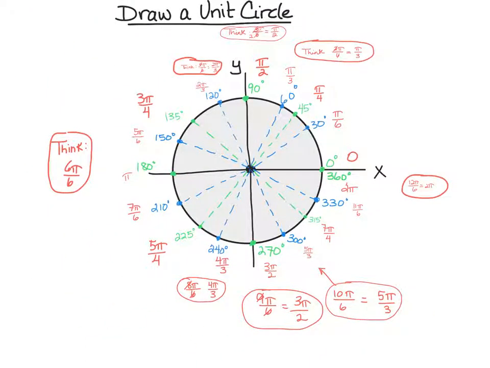So 1 pi over 6, 2 pi over 6, 3 pi over 6 is 90, 4 pi over 6 reduces to 2 pi over 3, 5 pi over 6 can't be simplified, 6 pi over 6 is 180 or just pi, 7 pi over 6, 8 pi over 6 becomes 4 pi over 3, and that's 240. 3 pi over 2 is the same as 9 pi over 6. 10 pi over 6 becomes 5 pi over 3. 11 pi over 6 cannot be simplified, and 12 pi over 6 is the same as just 2 pi.